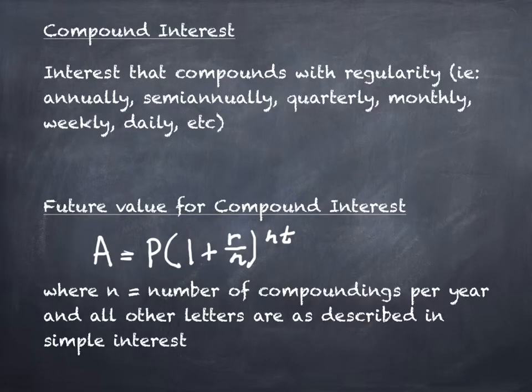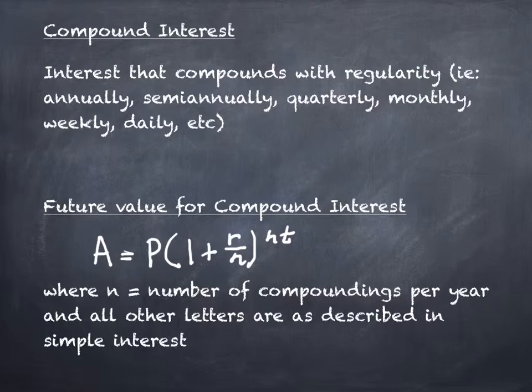Simple interest isn't the only kind of interest there is. In fact, there's another called compound interest. This is interest that compounds with regularity, for instance, annually, which is once a year, semi-annually, twice a year, quarterly, 4 times a year, monthly, 12 times a year, weekly, 52 times a year, daily, 365 times a year, etc. And the future value formula for compound interest is A equals P times 1 plus R over N, to the NT.